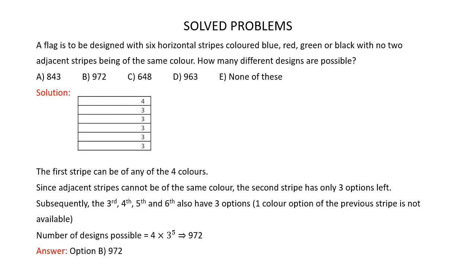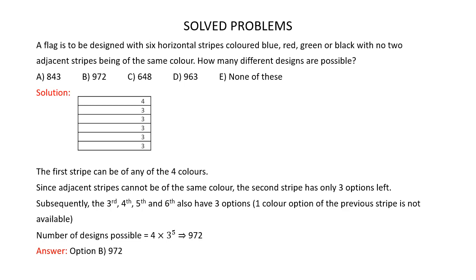Now supposing the second stripe is red in color, then the third stripe cannot be red in color since the adjacent stripes cannot be of the same color. So now the third stripe can be any of the remaining three colors, blue, green or black. So the third stripe has three options. Similarly, the fourth stripe, fifth stripe and the sixth stripe also have three options, as one color option of the previous stripe is not available.